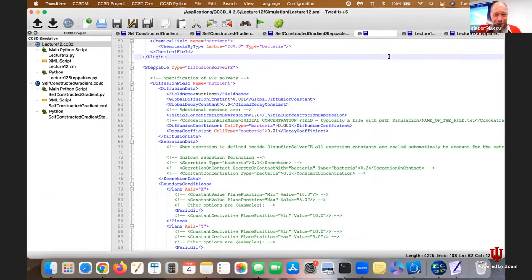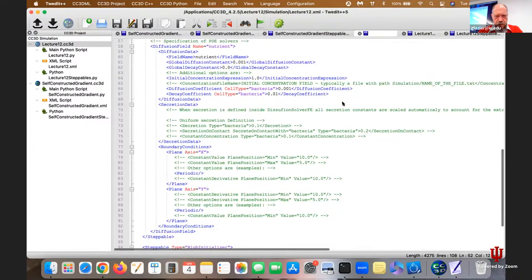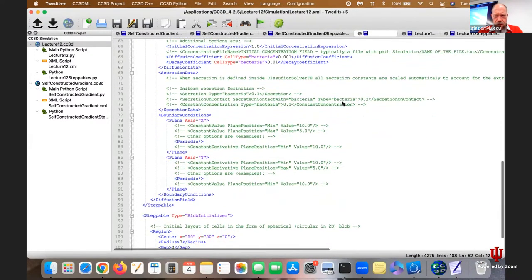Let's take a look at the XML again. Usually, I'm pretty good at second guessing these things, but once in a while, you beat me. Secretion periodic. Could it be because the initial concentration expression is written as a float right now? That should be all right. Can you scroll down a little bit and let's look at the rest of it? Everything looks normal to me.